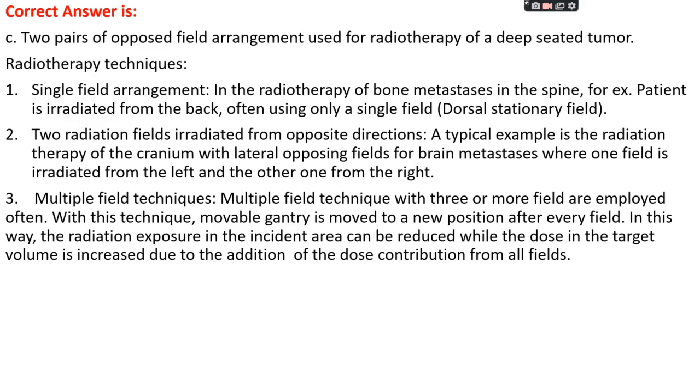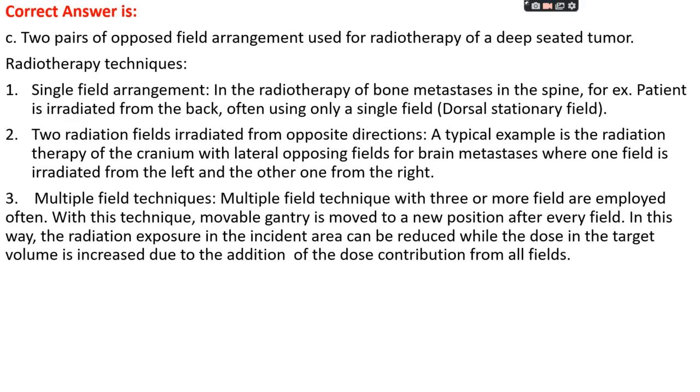If we talk about radiotherapy techniques, there are three types: single field arrangement, two radiation fields irradiated from opposite directions, and multiple field technique. A single field arrangement is seen in radiotherapy of a bone metastasis in the spine. For example, a patient is irradiated from the back using only a single field, that is, a dorsal stationary field only.